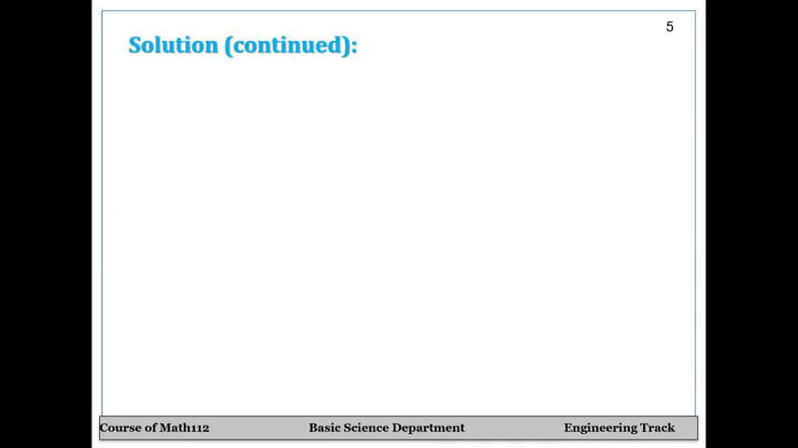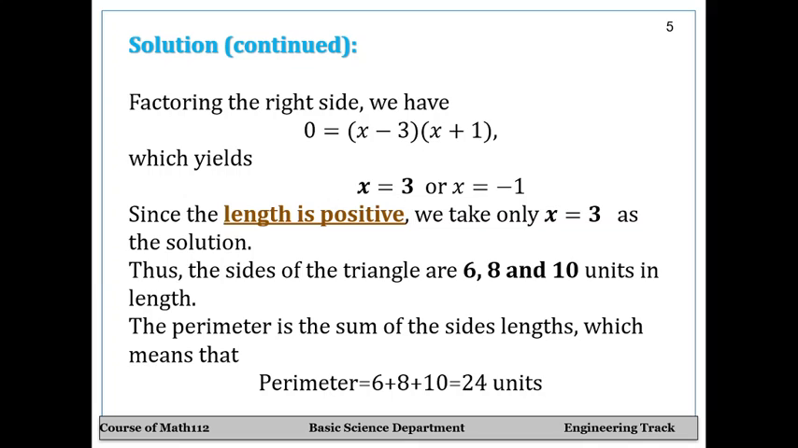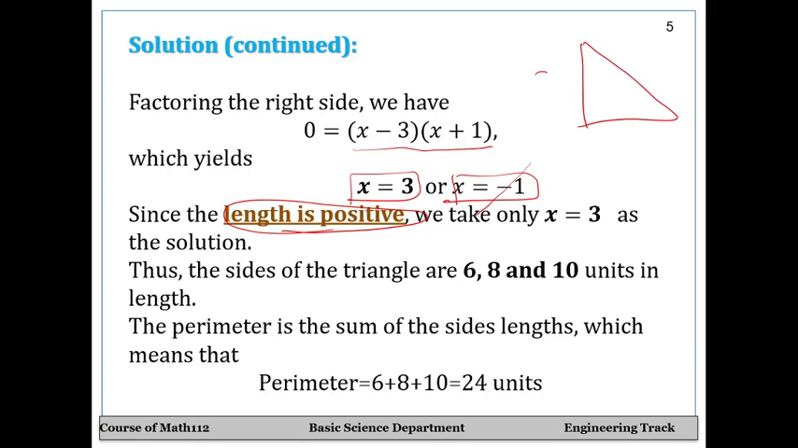We can use the quadratic formula, or we can use factoring. If you use factoring, you will get two values, x equal to 3 or x equal to -1. And here we don't take this one. Why? Because the length is positive, since here it says 2x. So x is positive because it is used in a length. So we take x equal to 3.